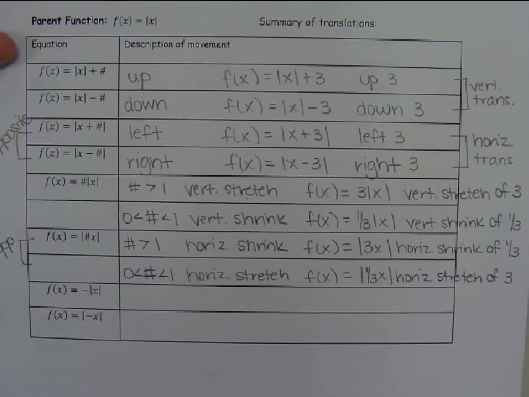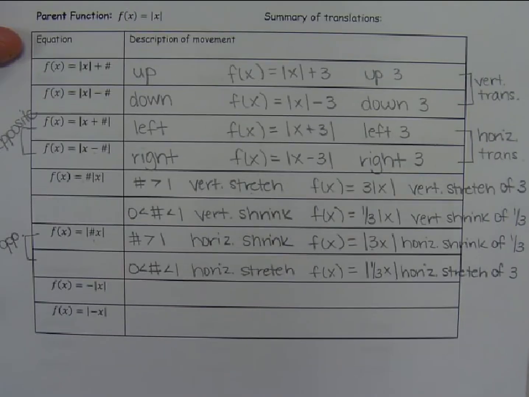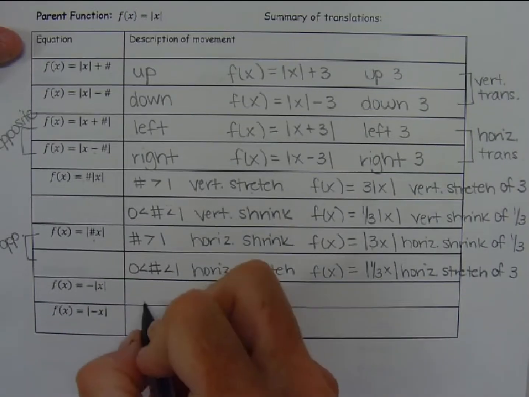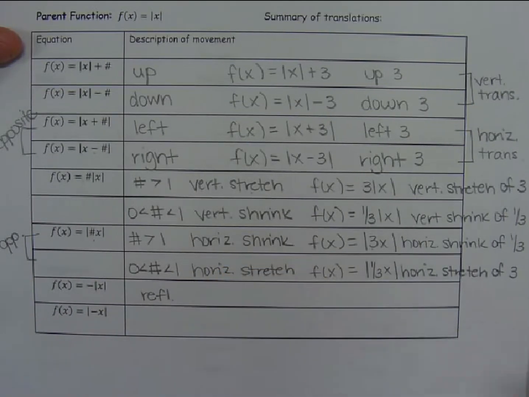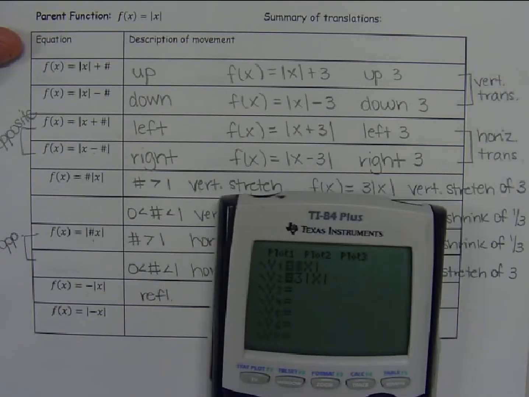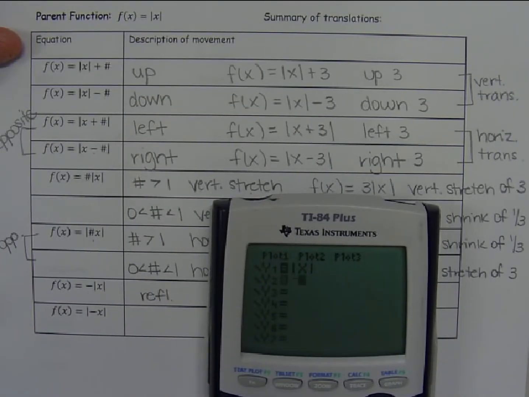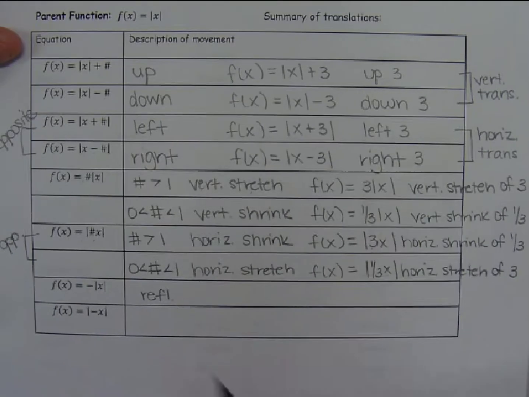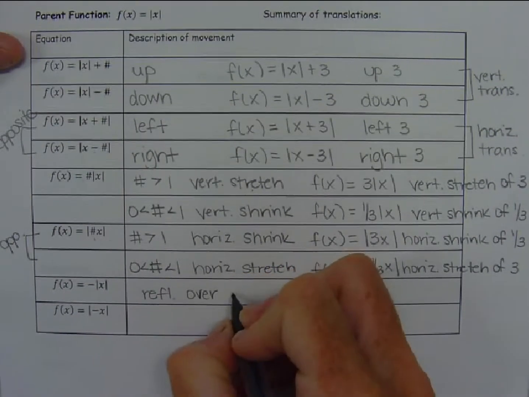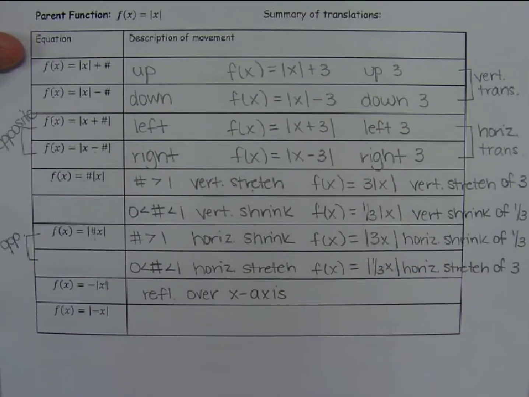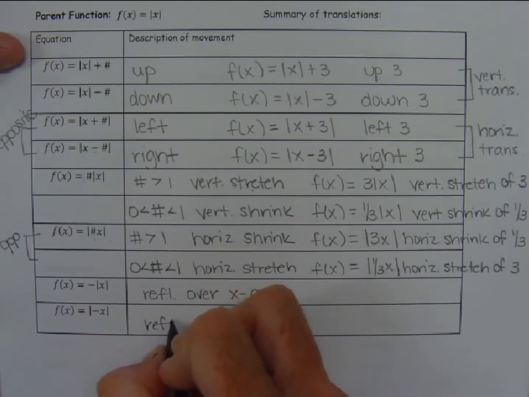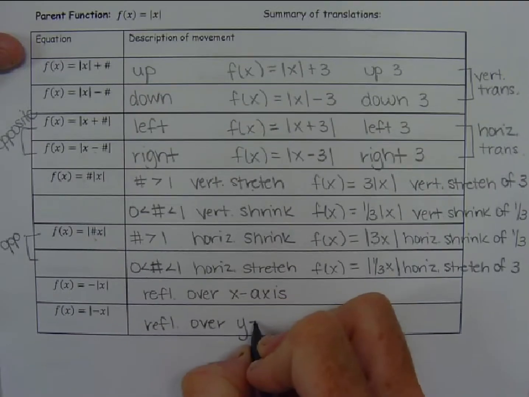All right, we have one last thing to do. The last thing deals with the negatives. If there is a negative out front, I'll show you real quick here. If you look, what it does is it flips it over the x-axis. So if there's a negative out front, it is a reflection over the x-axis. And if the negative is inside, it's a reflection over the y-axis.